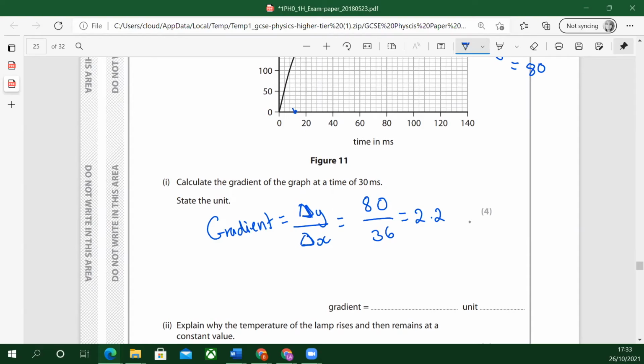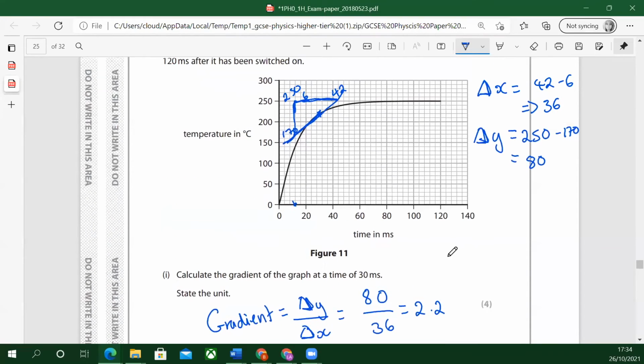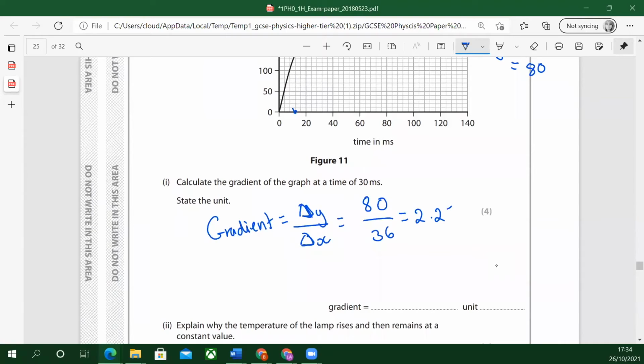Okay, so let's be careful with the units here. So 2.2 degrees per millisecond. Oh, degrees Celsius per millisecond. Okay, so we've got to be careful. It's quite a difficult one. We've got to be careful of the units. So the gradient is 2.2, and then we state our unit, degrees Celsius per millisecond. Okay, that's fine. You could do it per second, but you have to times it by 1,000, but that's exactly the same thing.